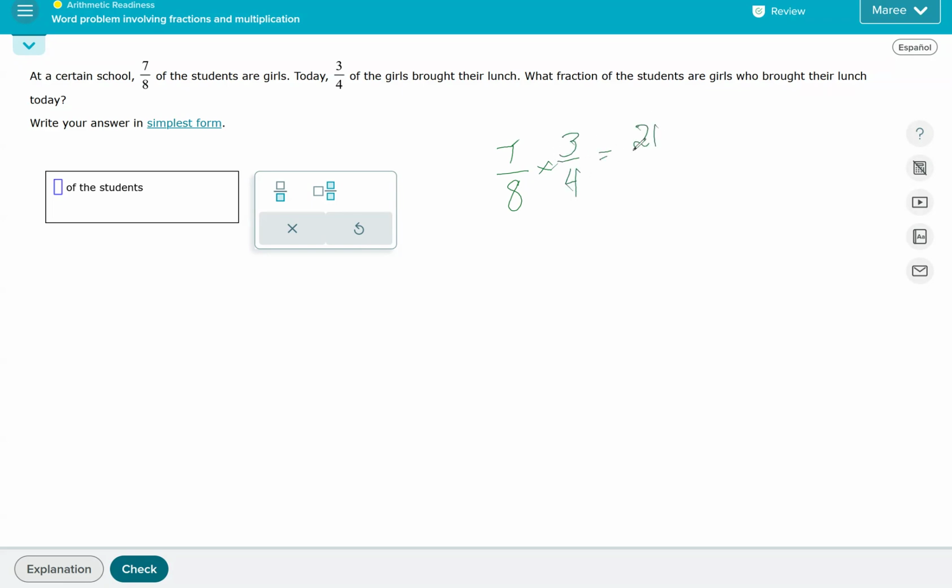So we have 21/32. We can't reduce that. So we're just going to write down our fraction, 21 over 32.